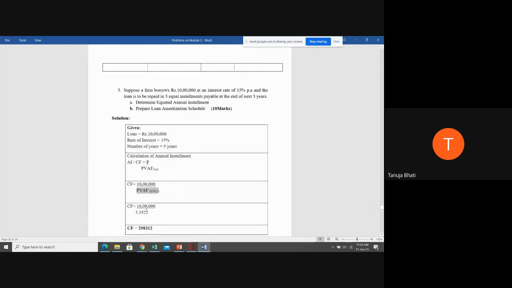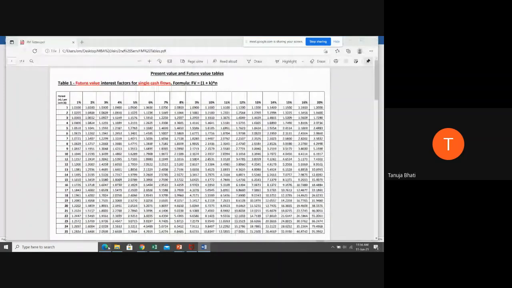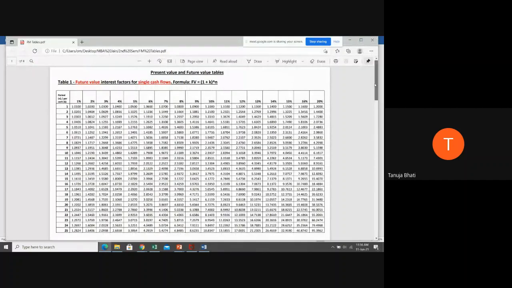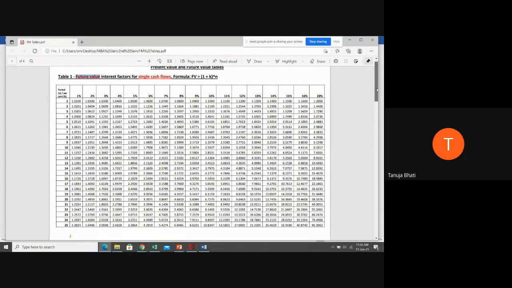The one who's given me the answer for table number 2, why have we used table number 2? I'm asking this so that you actually understand which table is to be used. Students, again I'm repeating, table number 1 and 2 are for future value. Table number 1 is for single cash flow. Table number 2 is for annuity.